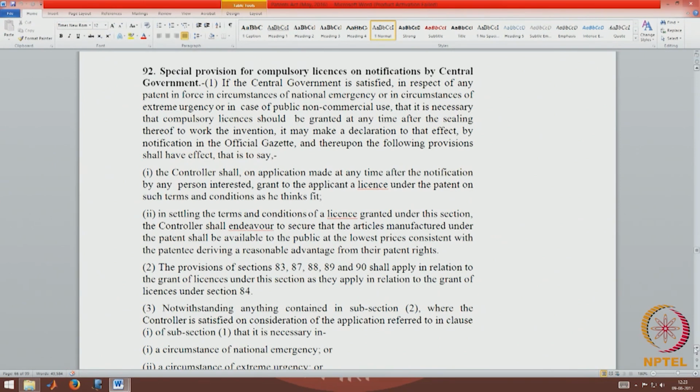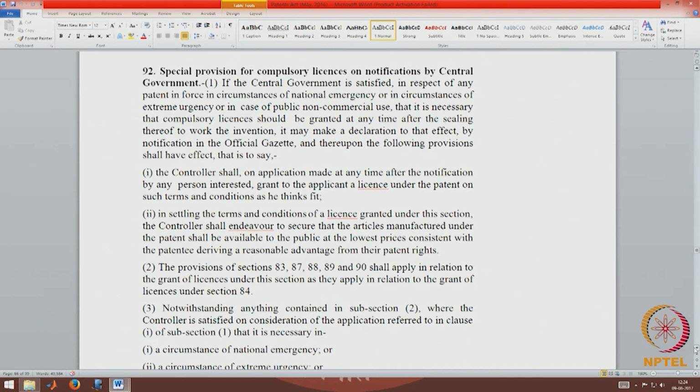So if a question is asked, can a compulsory license under section 92 be filed by a party if the party feels that the conditions under 84, all the three conditions, are satisfied, can a party seek a 92 license? The answer is no. A 92 license can only be sought after the government has issued a notification. So unless the government issues a notification, you cannot approach the controller with a 92 license. So that's the key distinction between an 84 license and a 92 license. An 84 license does not require a government notification. 92 license, you cannot do anything unless there is a government notification.